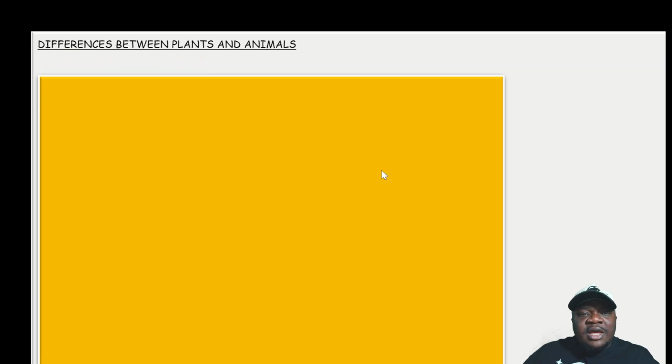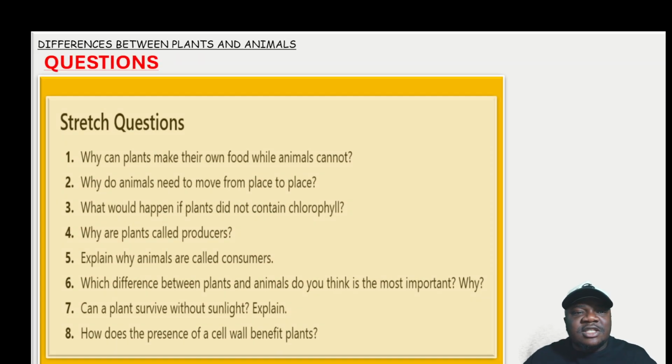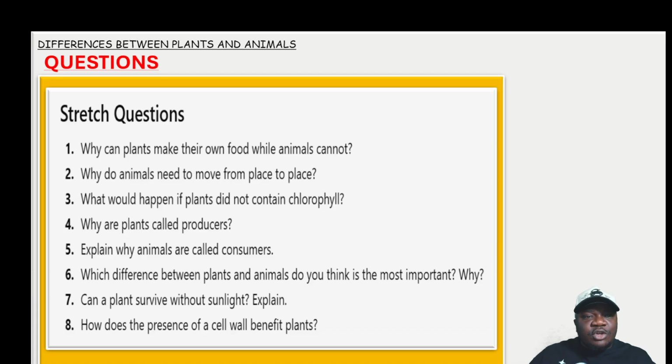It is very important for you to test yourself with these questions and see how you can perform. The first one is, why can plants make their own food while animals cannot? Why do animals need to move from one place to another? What could happen if plants do not contain chlorophyll? Why are plants called producers? Explain why animals are called consumers. Which difference between plants and animals do you think is the most important, and why?